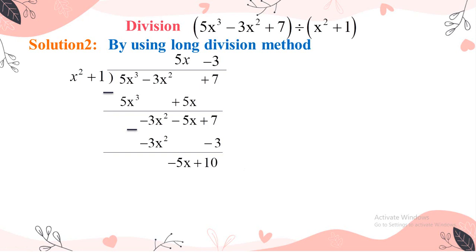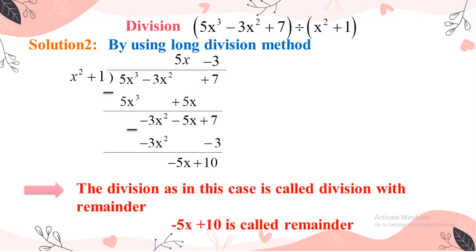We observe that the degree of the remainder polynomial negative 5 times x plus 10 is 1, which is less than the degree of the divisor polynomial, which is 2. Hence, the division cannot continue. The division in this case is called division with remainder.